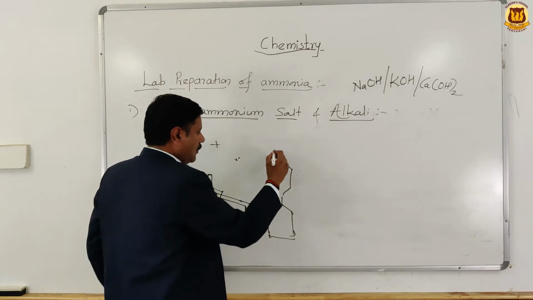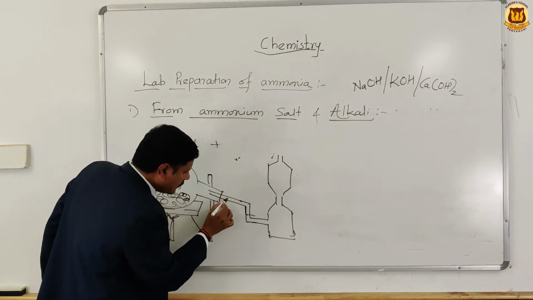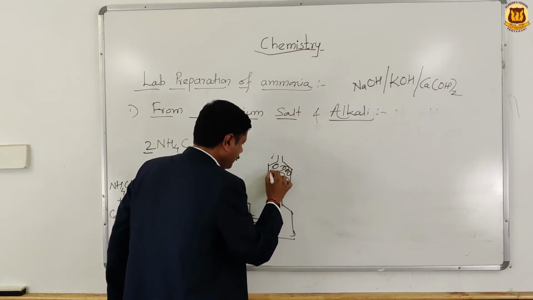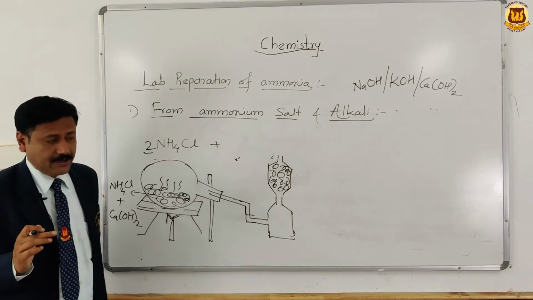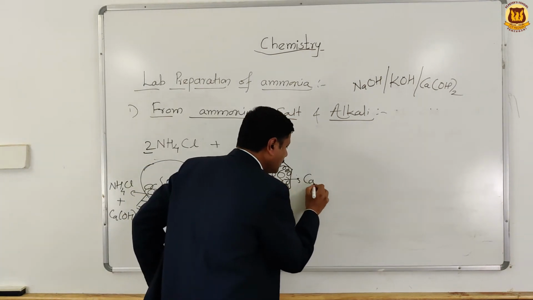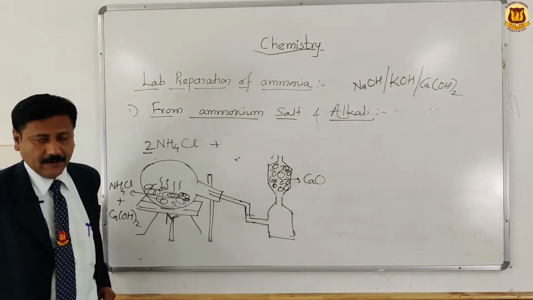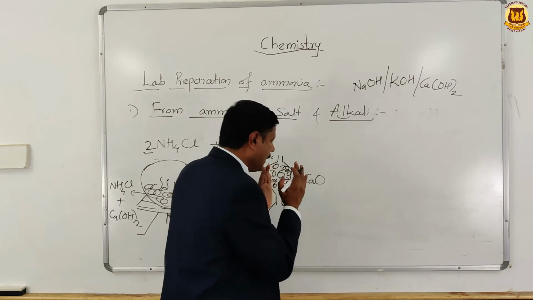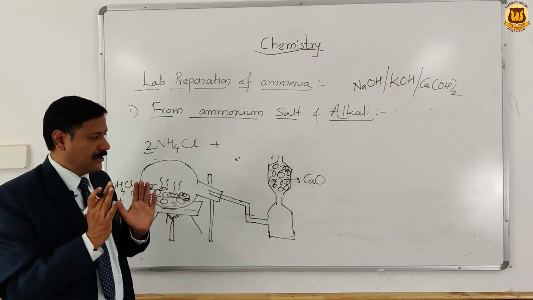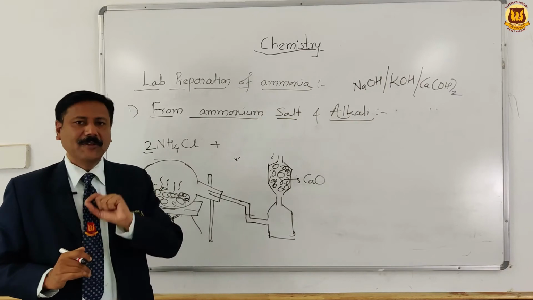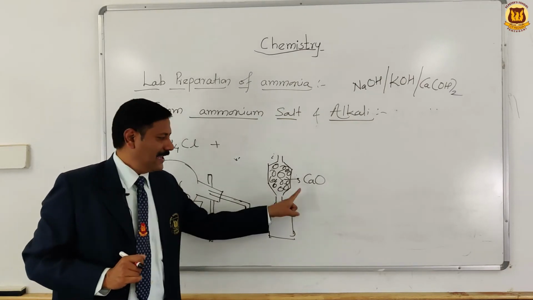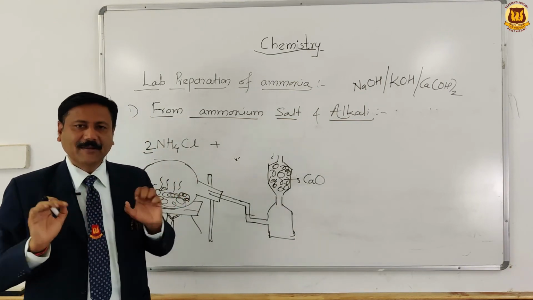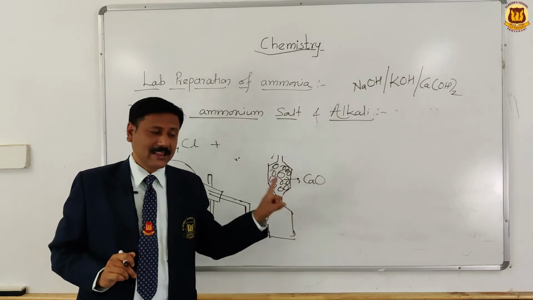Okay, now the gas is passed through a drying agent. Now, selection of the drying agent. Which drying agent is used? Calcium oxide, quicklime. Why is calcium oxide preferred as a drying agent? You know the nature of ammonia: ammonia gas is basic in nature. Calcium oxide is also alkaline. So a base does not react with a base. So ammonia does not react with calcium oxide.